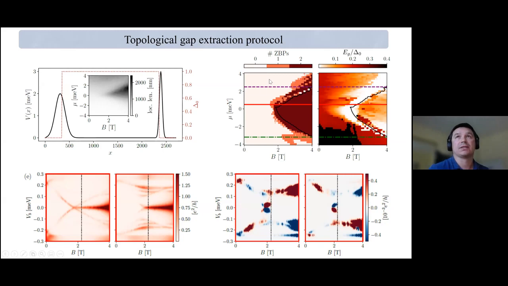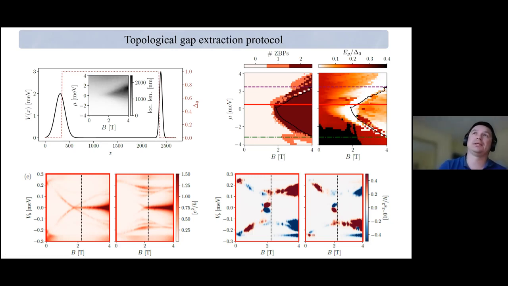So this color represents a region where there is no zero bias peak at both ends. This is the region where you have a zero bias peak at one of the ends of the wire, and the dark red color is when you have zero bias peaks at both ends of the wire. The black line here is basically the scattering invariant. So the change of the sign of the scattering invariant tells you where the phase transition should occur. And the second panel gives you non-local conductance, and this white color basically indicates where the gap is closing.